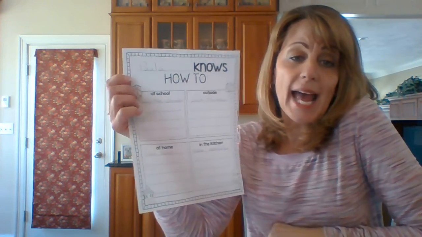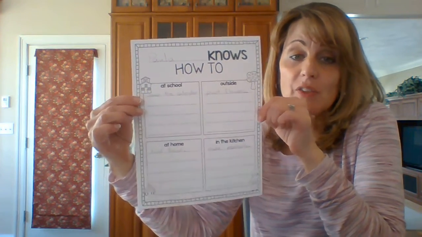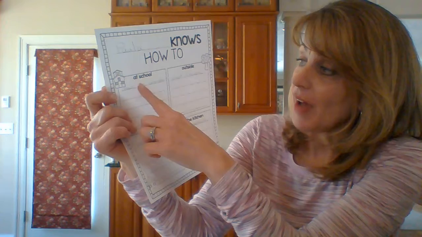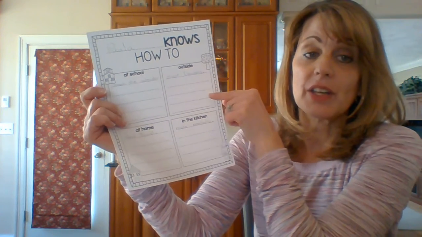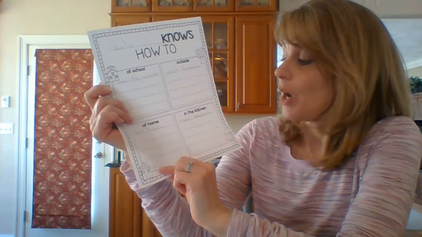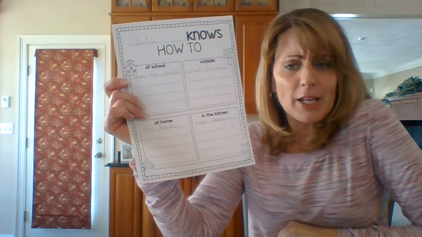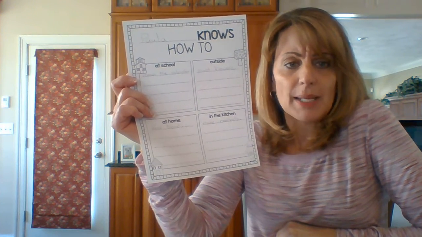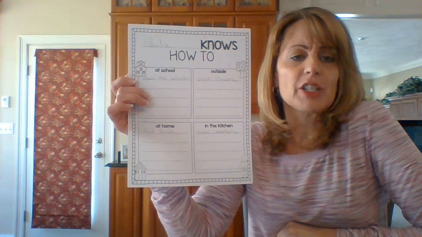At school, what are some of the things that you know? I'm going to ask you today. The only thing you have to do for this assignment today is fill this out so that you have 5 things that you know how to do at school, 5 things that you know how to do outside, 5 things that you know how to do at home, and 5 things in the kitchen. You might not be able to do this all in 5 minutes. You might have to leave this on the kitchen table or put this on the refrigerator.